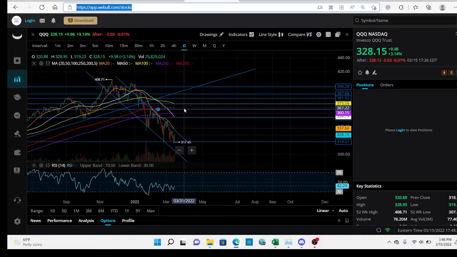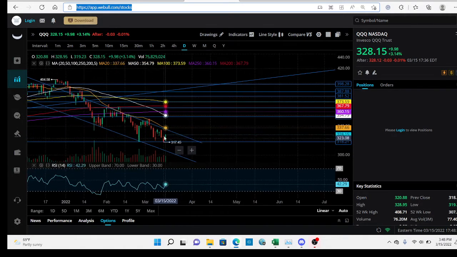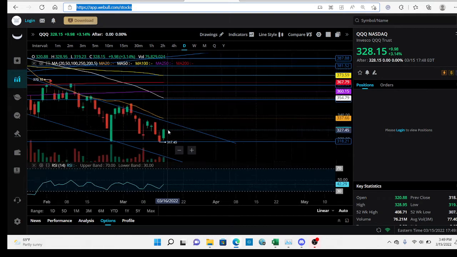With the NASDAQ, I'm not seeing too much here. Nothing crazy. I just kind of see us floating around. We could hit the top trend, so we could go all the way up to like 337 potentially, which is actually quite a big move.